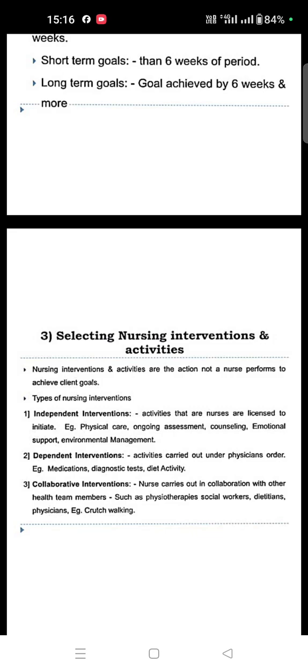So this is the nursing care plan. I can show the nursing care plan in the next class.